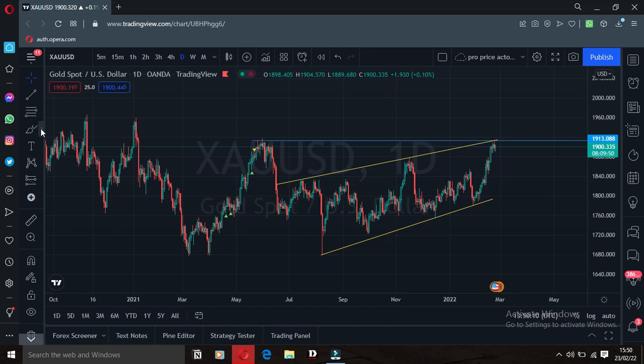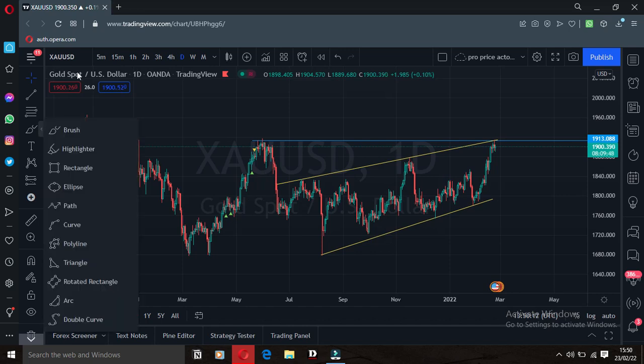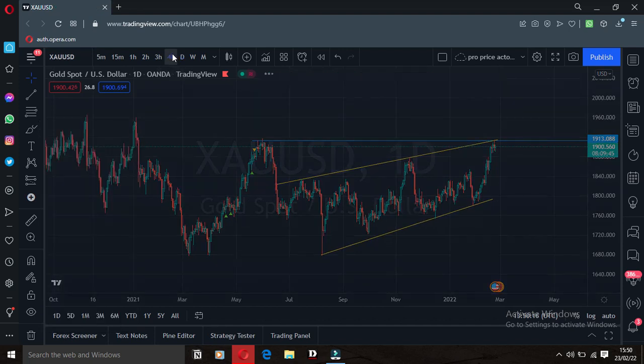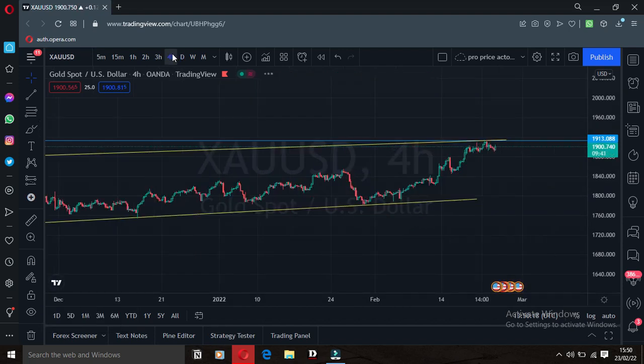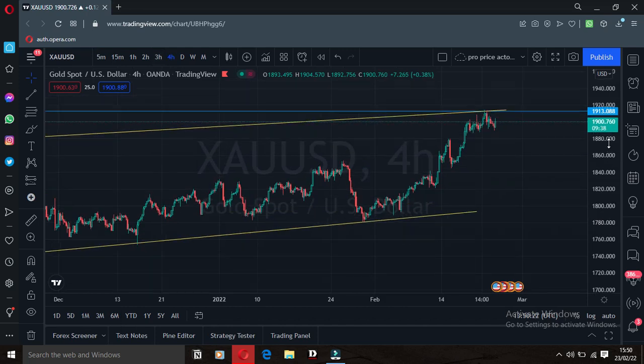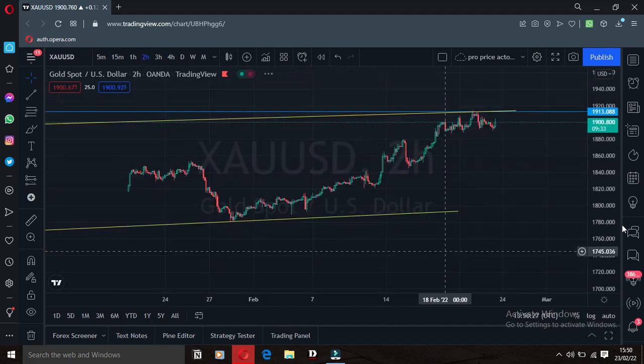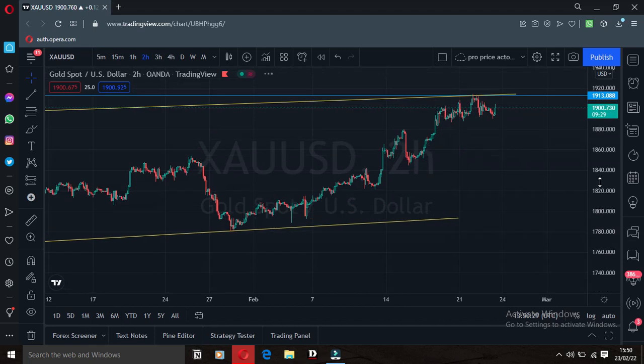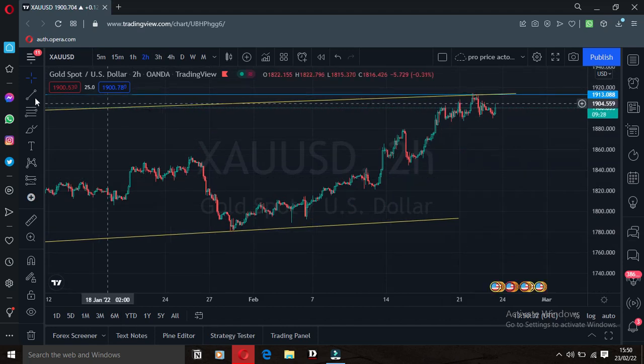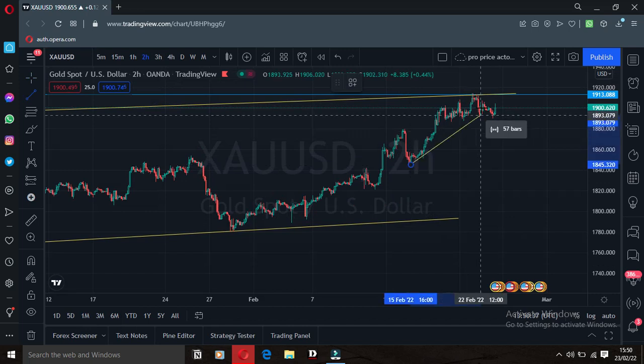I'm going to identify my first TP, my second TP and my third TP. I'm going to first identify the first one on an H4 time frame so that you can see what I'm talking about. You can see here that we have our market structure, which is a rising wedge. Here is our market structure, which is a rising wedge.